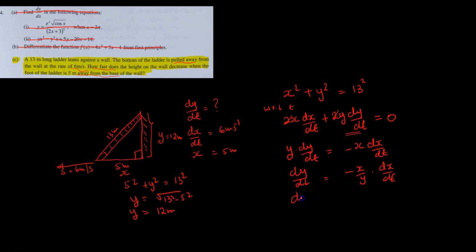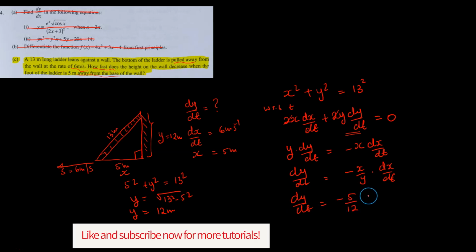So therefore, dy dt is going to be equal to minus x is 5 and y is 12 and dx dt is 6. So simplify, that's 1, 2, and this will give you minus 2.5 meters per second. Okay, so therefore the speed is going to be minus 2.5 meters per second.